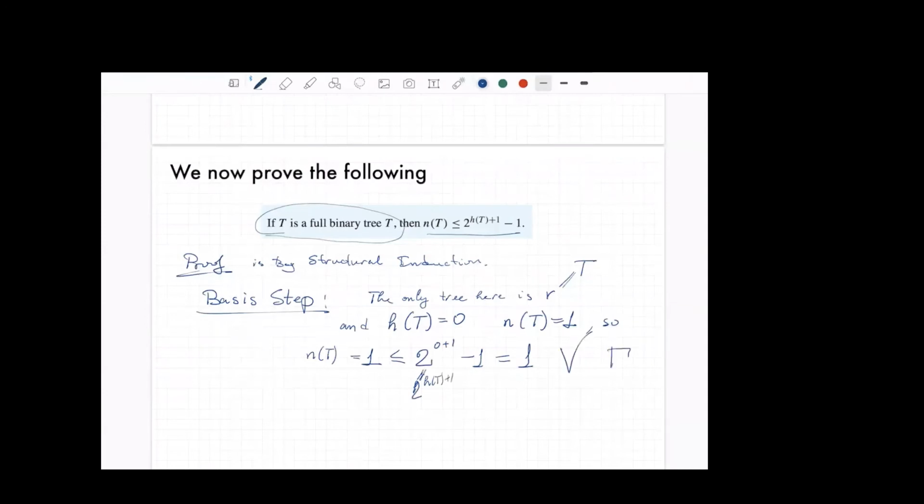So the basis step, well, this is not the end of the proof, but the basis step checks out. The basis step just gave me one tree, and that tree satisfies this inequality. So we're good to go with the basis step.